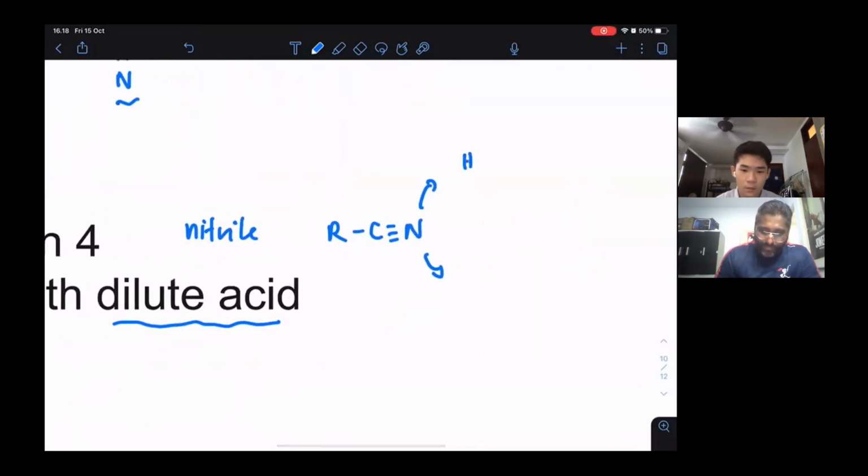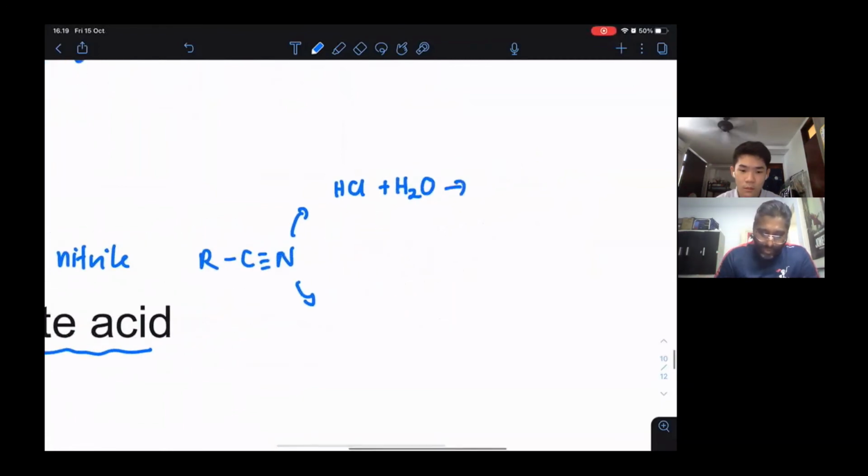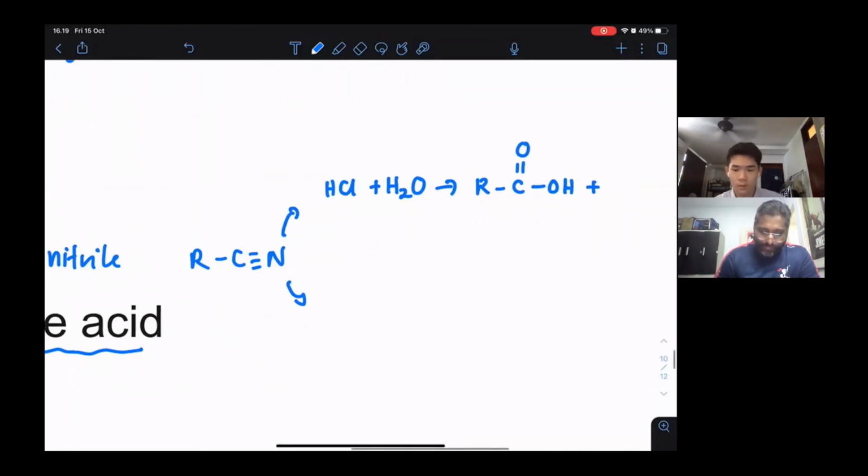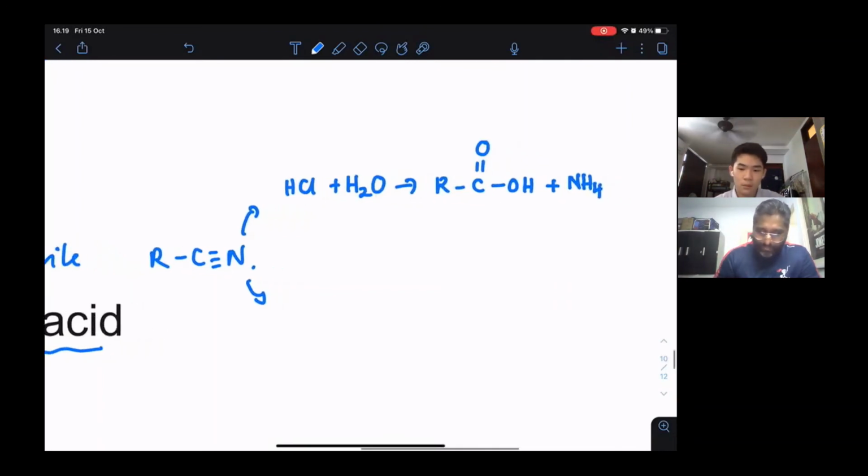If you put this as RCN, there are two things that can happen with nitriles. One, you react with HCl in the presence of water, and you can get carboxylic acid. How do you get carboxylic acid? Basically the R will still stay, and then the C will become double bond O and OH. The remaining part, the nitrogen, will become NH4 and then the Cl. This is what you are going to get. So when you have this nitrile, you are going to get carboxylic acid.